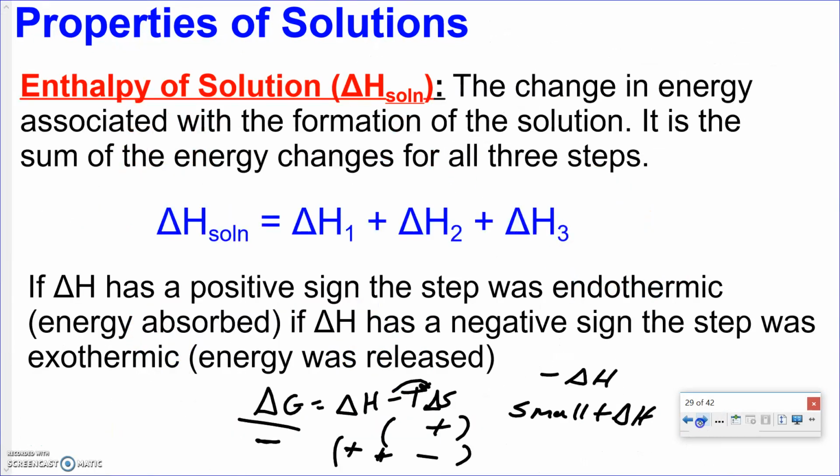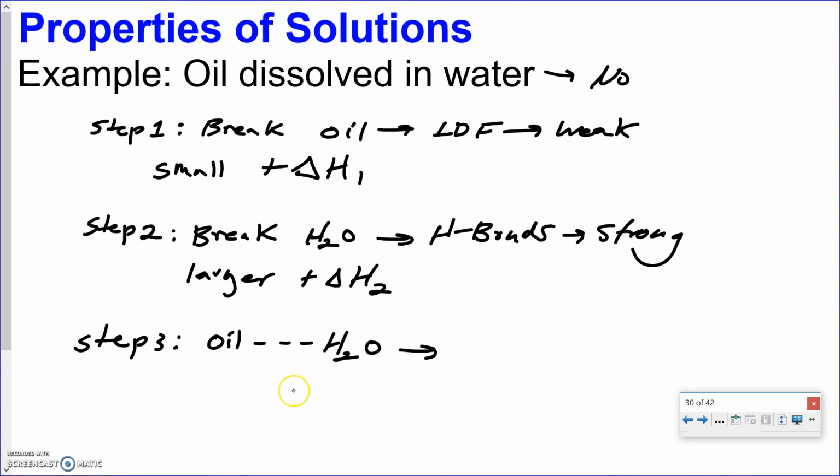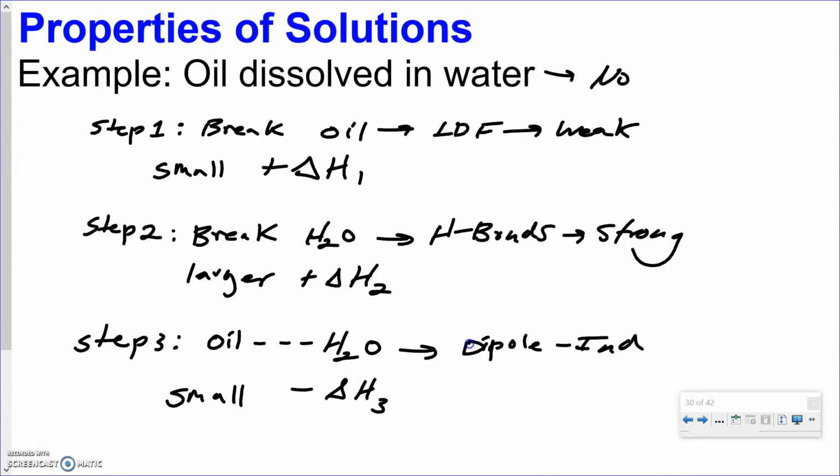Let's go back and look at our numbers here. We know it's going to be a negative delta H, and I'm going to say it's going to be a fairly small negative delta H. Again, remember, these are relative. We're not actually working with real numbers here, which does make this a little bit abstract, but we're just getting a basic inkling of what's going on. And again, we're going to call these dipole-induced dipole. So, small negative delta H.